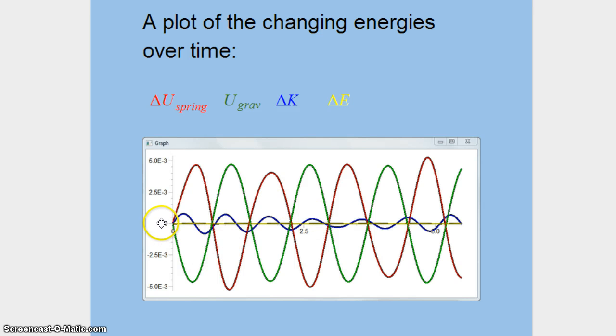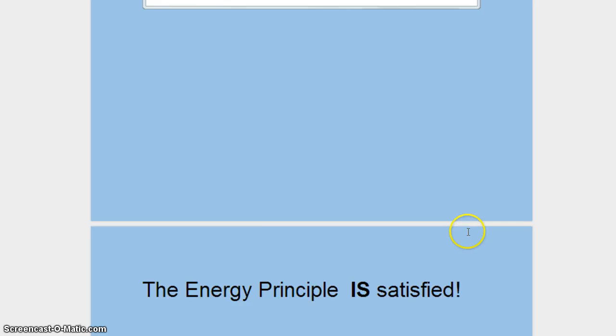This is a plot of the change in energies, with red being the potential energy of the spring, green being the potential energy of gravity, blue being the change in kinetic energy, and then this yellow, the total change in energy, is the sum of all of the above values. So that's the thing that we need to pay attention to. And notice how this yellow line flatlines right at 0. So that tells us our model says that the change in energy at any point in time is 0. So therefore, yes, the energy principle is satisfied.